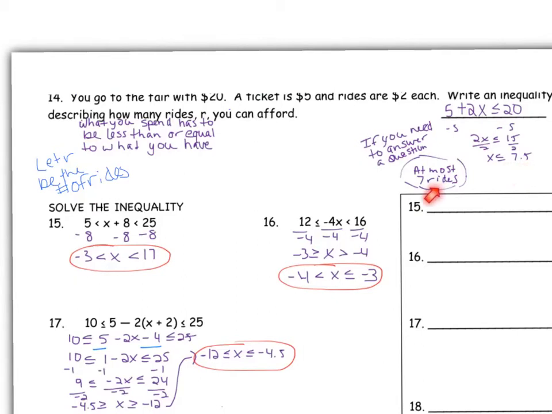If the question asked for the maximum number, he would just say 7 rides. So one is a definite: how many could you go on? For the maximum amount, I would say 7. If it just says how many could I go on, I could go on 6 or 5 or 4, so at most 7 rides. That leads us to compound inequality.